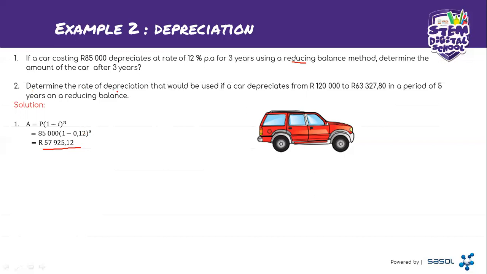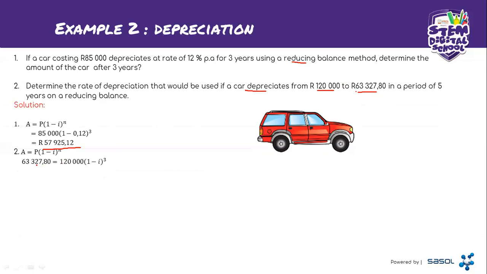Determine the rate of depreciation that will be used if a car depreciates from 120,000 to 63,370.8 in a period of 5 years on reducing balance. Of course, we know this is P, and this is going to be your A, because we said clearly that A is less than P on depreciation. And then let's see how we do that.